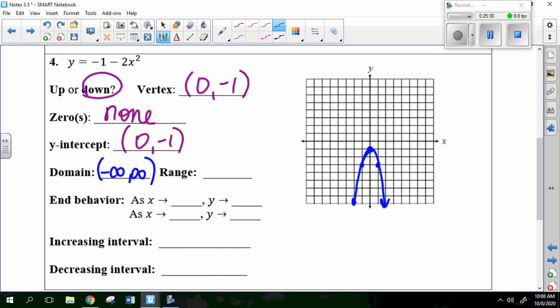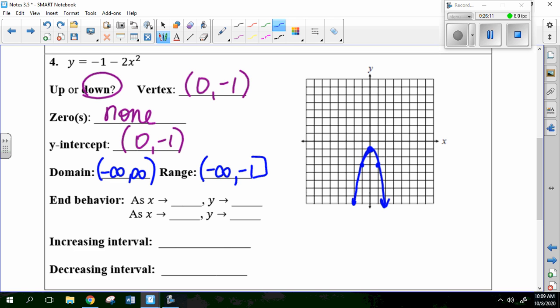All right, somebody different that hasn't spoken much today. All right, where does this range start? If it has arrows pointing down, where does it start? -infinity. And where does it stop? Where does the range stop? All right, it stops at the vertex. Which value do I use, the 0 or the -1? The range on the y's, -1. Okay?